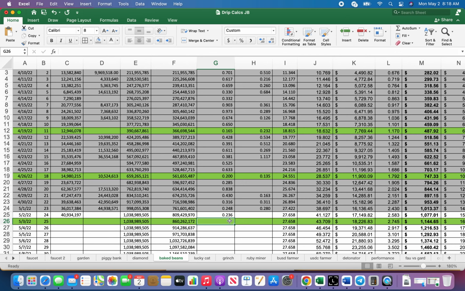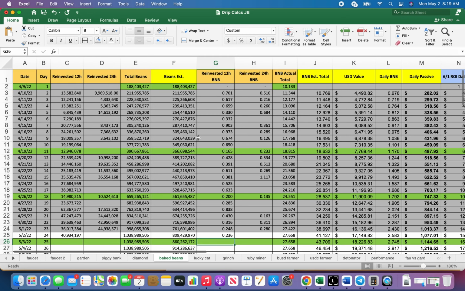I'll probably do another video later today. 1 billion beans. It took me 3.5 weeks. If someone's thinking about doing it, compound roughly two times a day and you'll get there. I started with 188 million. All right, everyone, hopefully this gives someone an idea of how long it takes to get to where I got to.